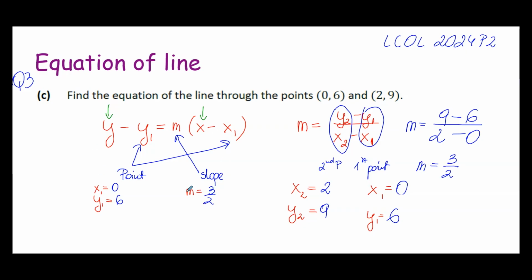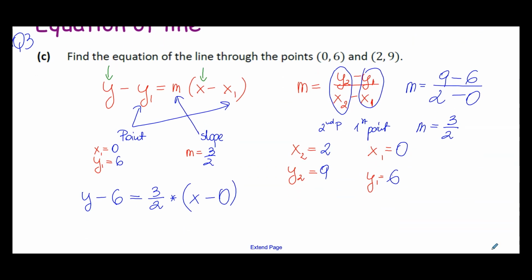So now we can go ahead and do the equation. Like we said, y and x remain letters. So that means y minus the y coordinate of the point we picked, that is 6, equals the slope that we found, 3/2, multiplied by the bracket x minus x1, and the x coordinate of the point we picked is 0. So now what do we do with that?